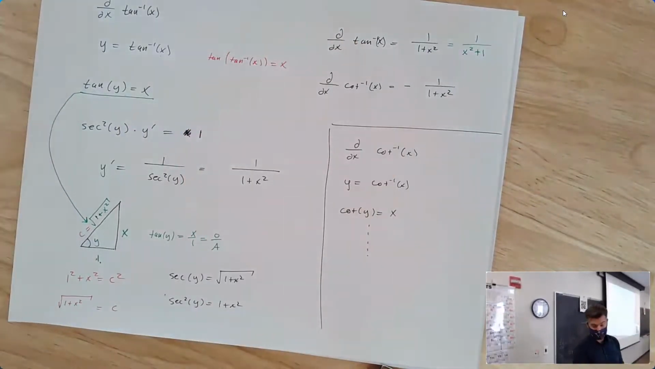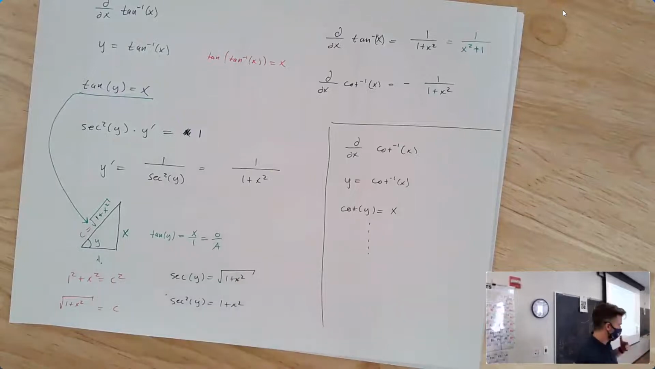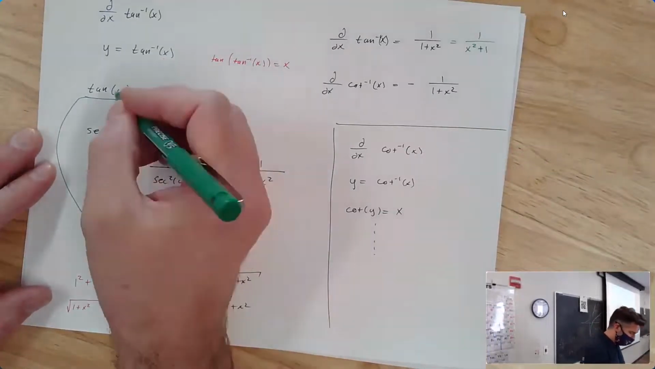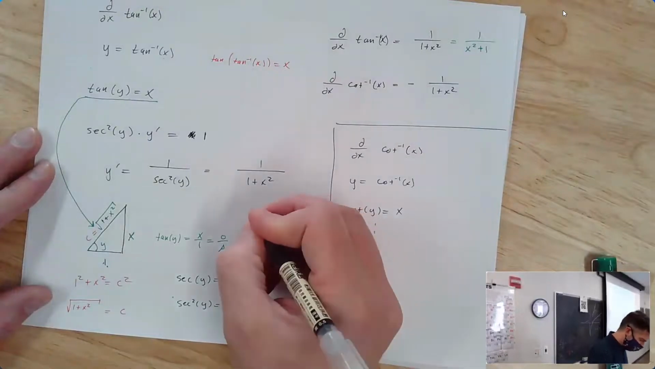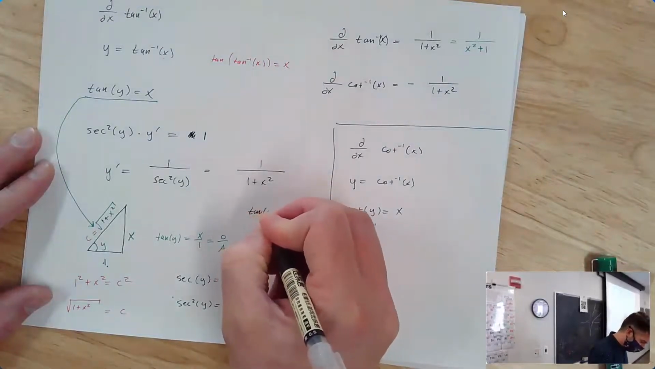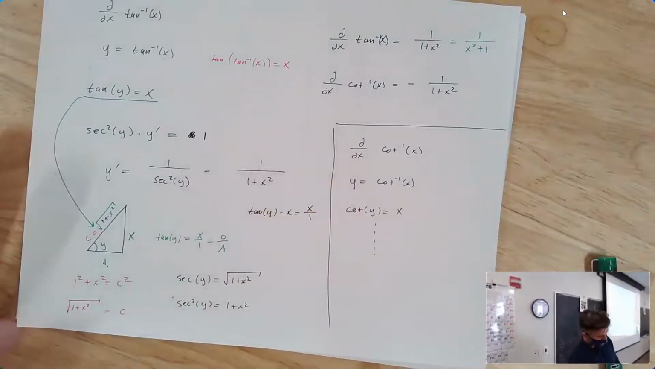So the inverse function does that. Then I made it convenient for myself. I know that tangent is opposite over adjacent, and I want to make it work. Well, I know that tangent of y is equal to x. So I'm just going to say, well, x is really just x over 1.